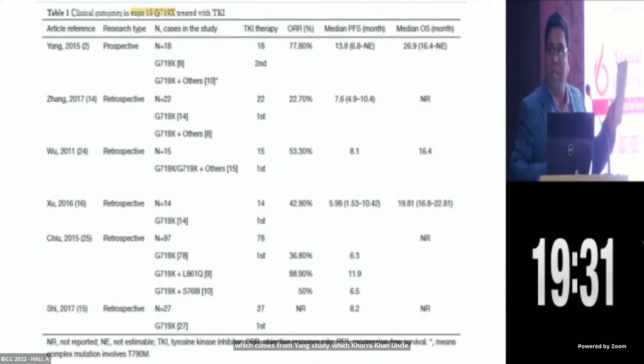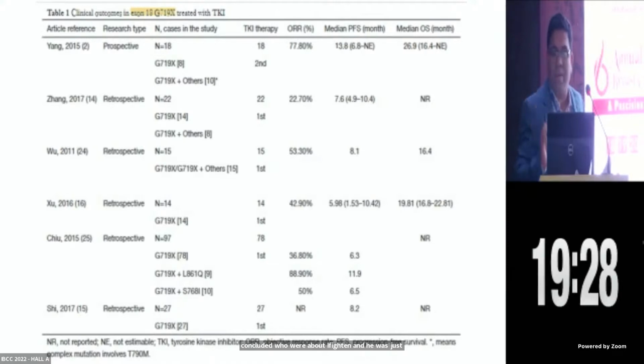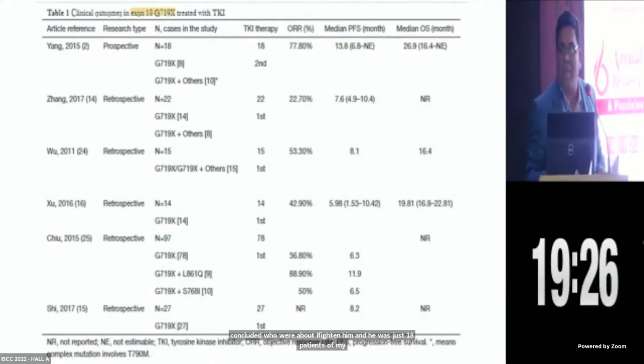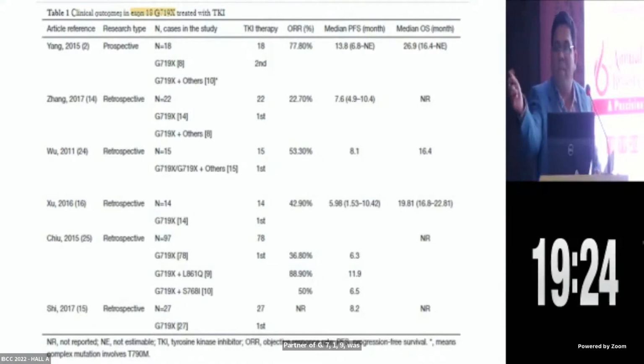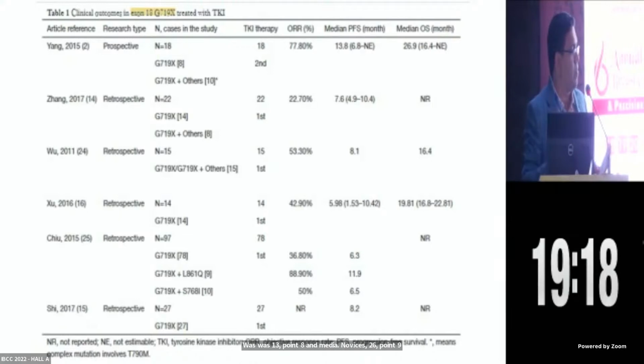which was about afatinib. And you would see 18 patients with G719 were taken. The response rate was 77.8%. Median PFS was 13.8 and median OS was 26.9. If you look at all other studies, these are mainly done with first-line TKI. And you could see a characteristic thing: if there are compound mutations, then the responses are upwards of 70%. But if not, the responses are between 20 to 40%. And things have to be taken with a pinch of salt because many of these are retrospective studies.